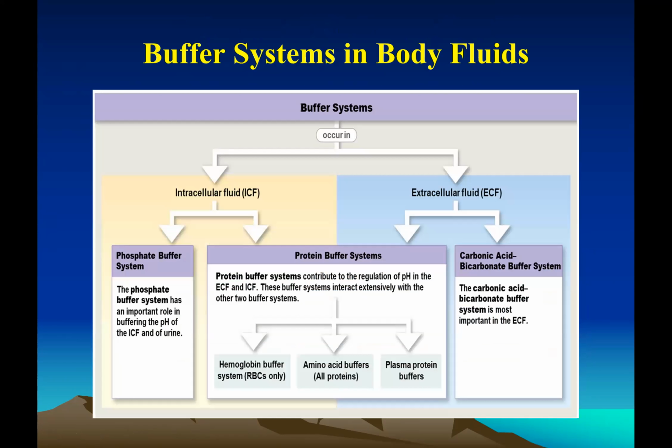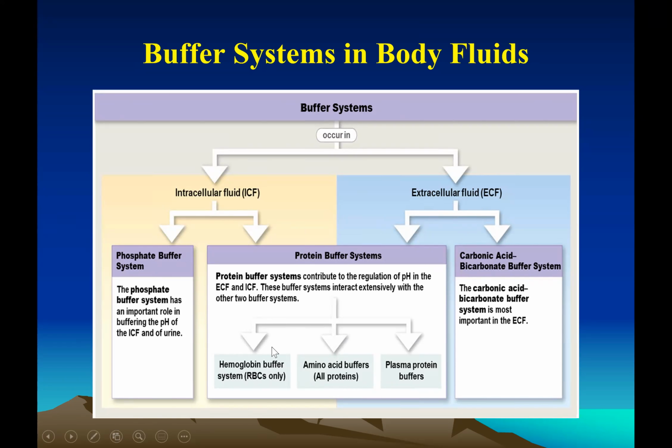So let's look at the buffering systems. So here, the main buffering system in the intracellular fluid or ICF is the phosphate buffering system. So the phosphate buffering system will buffer the pH inside the cell and also in urine. The main buffering system in the extracellular fluid or ECF is the carbonic acid bicarbonate buffering system. In both of them, proteins can also act as powerful buffering systems. So both in ICF and ECF.